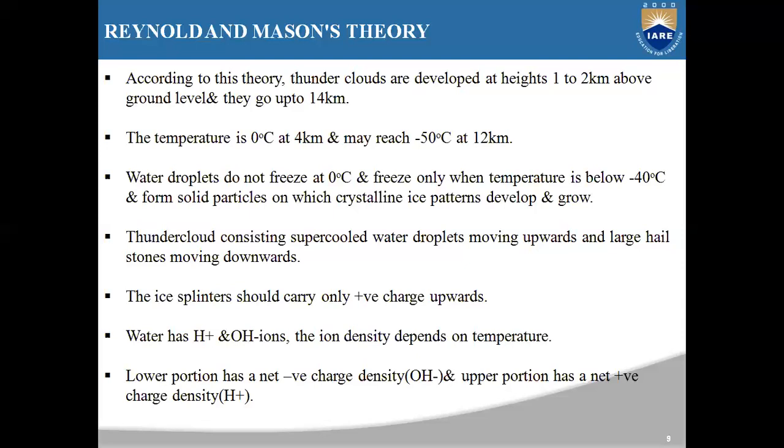So these form solid particles of which crystalline ice patterns develop and grow. Thus the thundercloud consists of supercooled water droplets moving upwards and large hailstones moving downwards. The ice splinters should carry only positive charge upwards. So the water has H plus as well as OH minus ions. The ion density depends upon the nature. So the lower part has a net negative charge density, OH minus, and the upper portion has a net positive charge density, that is H plus. So this is the proposed theory of Reynolds and Mason.